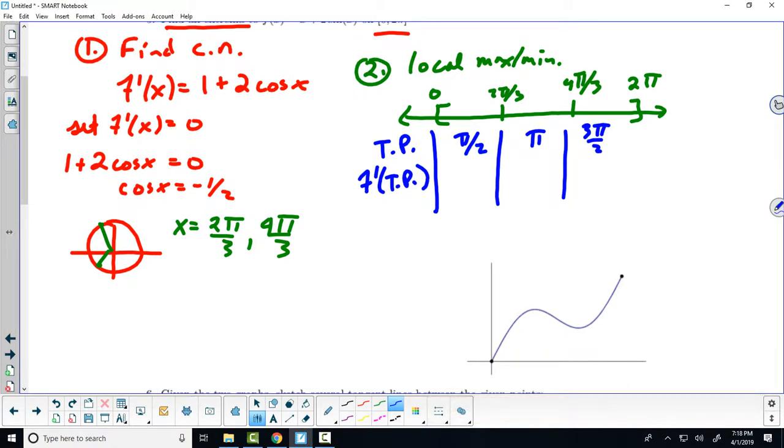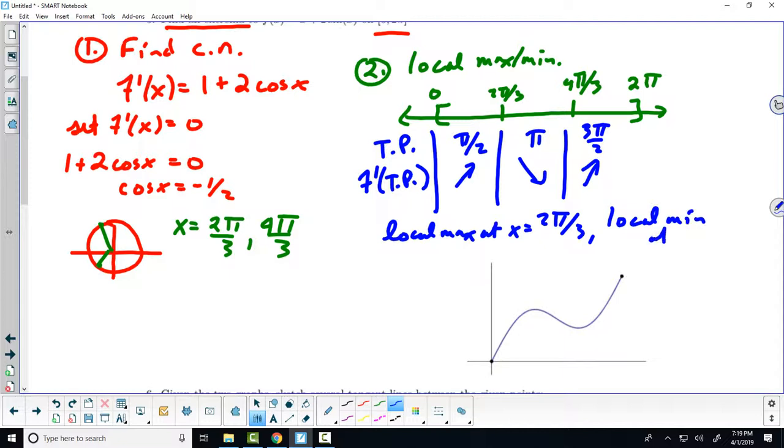I think that we got that the first derivative was positive for the first interval, negative for the second, and positive again for the third. Any questions on that? Okay. So it seems to me that we've got a local max at x equals 2 pi over 3 and a local min at x equals 4 pi over 3. Any questions on that?